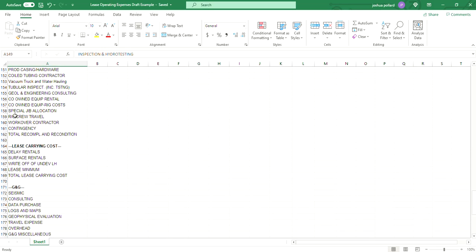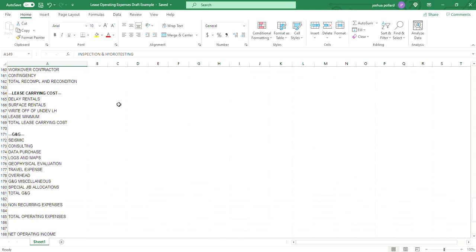Then your lease carrying cost. You got your rentals, all that fun stuff here. Then you got your seismic consulting, data purchase, logs, maps. Unless you're looking to drill or do something wild, typically these costs don't come in. There's exceptions to the rule, obviously. If you want to run seismic, if you think you got something down below, then this stuff. But in general, you don't mess with this stuff.